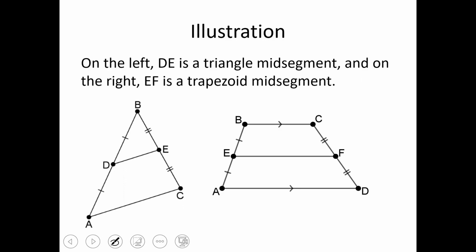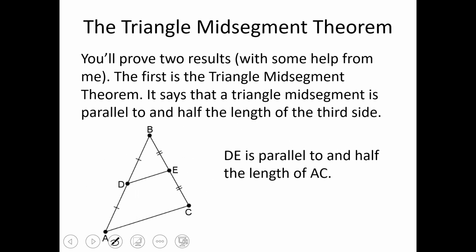On the left-hand side, we have triangle ABC, and then D and E are the midpoints of 2 sides, which makes DE a mid-segment. And then we also have trapezoid ABCD. E and F are the midpoints of the legs, which were connected together to create the midsegment EF. And you'll prove some results about these. We'll also find that these results will be very significant to us later on in the second semester when we discuss similarity. But we can already prove them, so we'll prove them.